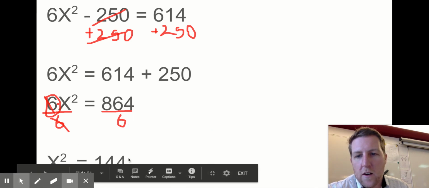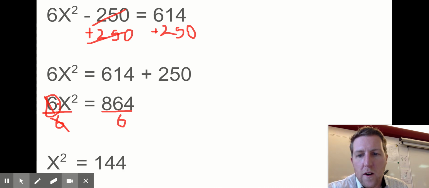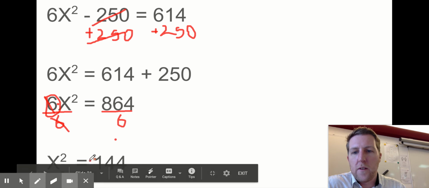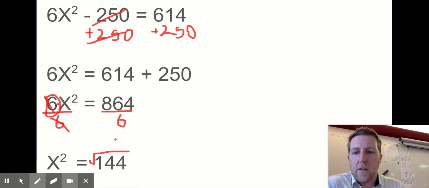You could use your calculator. Oh, it's cut off at the bottom here, but it says 144. Maybe that'll go away in a second. So x squared equals 144. And then we need to do the square root of 144. Let's see if I can draw. It's not letting me draw. Anyways, there we go. Square root of 144 is 12.